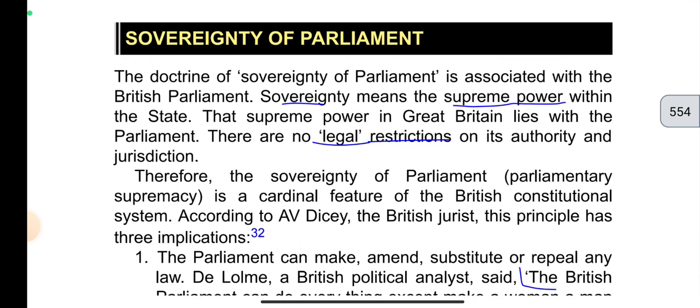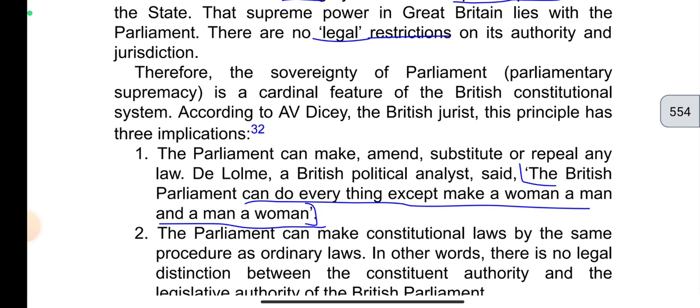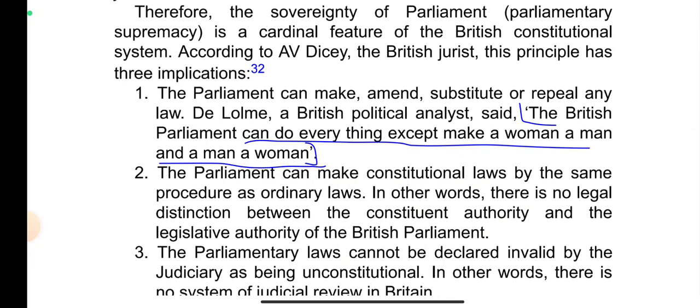Now, sovereignty of Parliament. The doctrine of sovereignty of Parliament is associated with the British Parliament. Sovereignty means the supreme power within the state. The supreme power in Great Britain lies with the Parliament. There are no legal restrictions on its authority and jurisdiction. Therefore, the sovereignty of Parliament, parliamentary supremacy, is a cardinal feature of the British constitutional system.